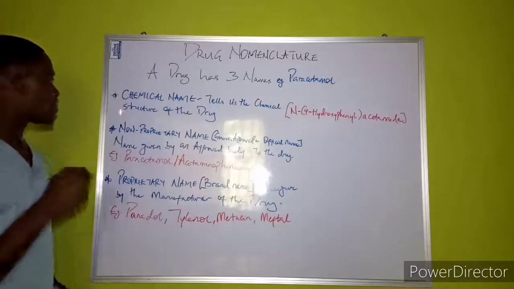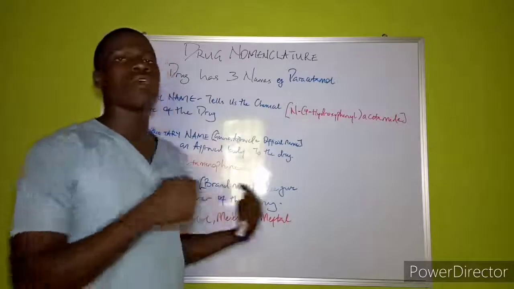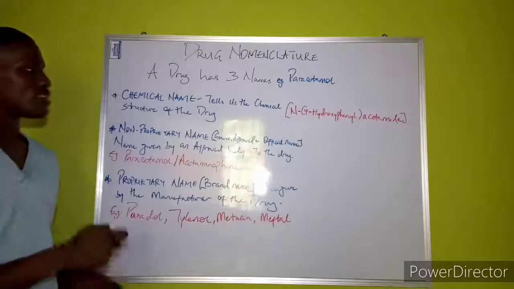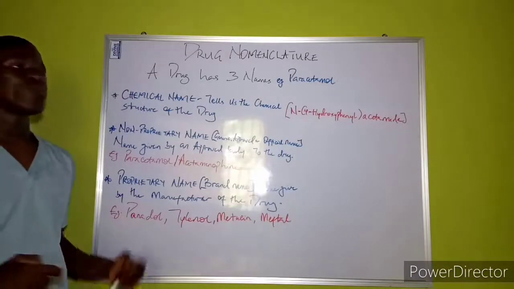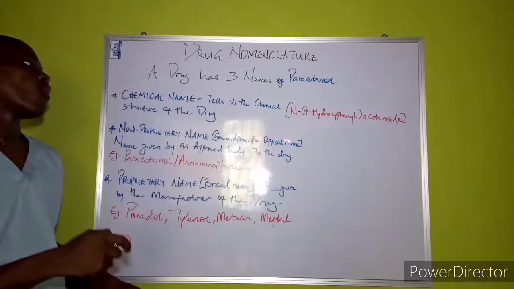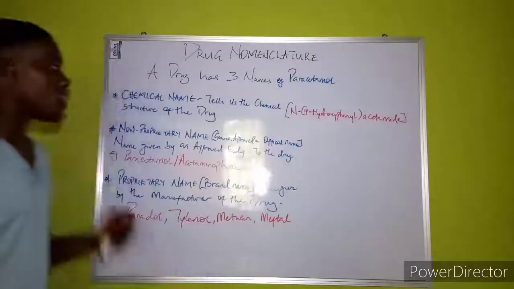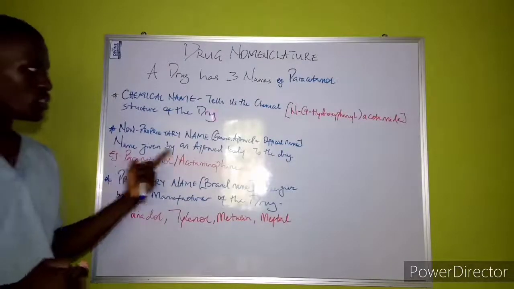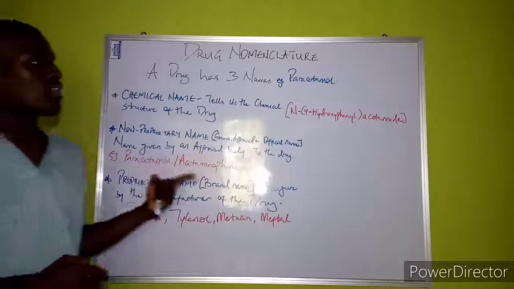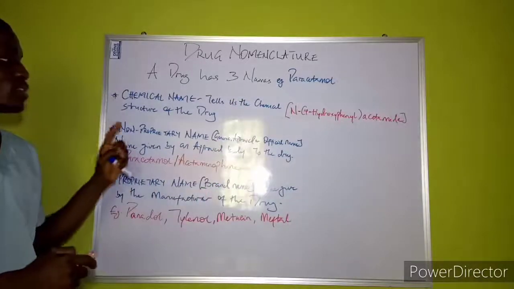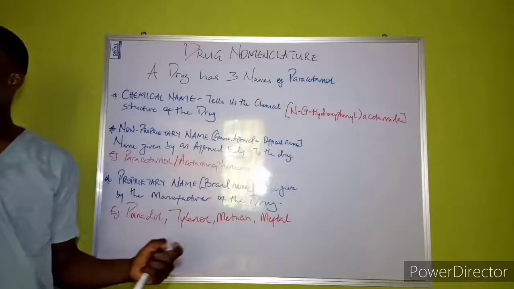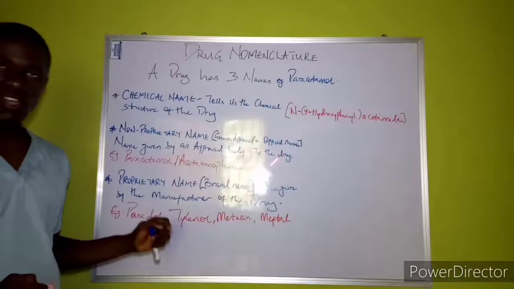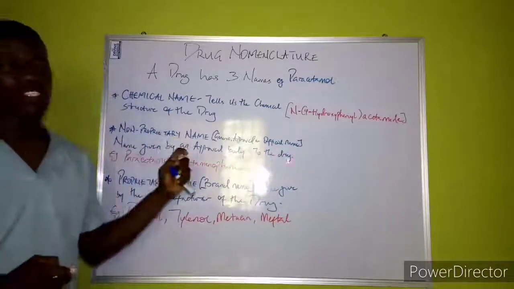The next one we'll talk about is the non-proprietary name. The non-proprietary name is also referred to as the generic name, approved name, or official name. The approved name is given when the drug has not been officially published in the drug list, and once it has been published in the drug list, it is written as the official name of the drug. These two names, the approved name and the official name, are used mainly for new drugs.